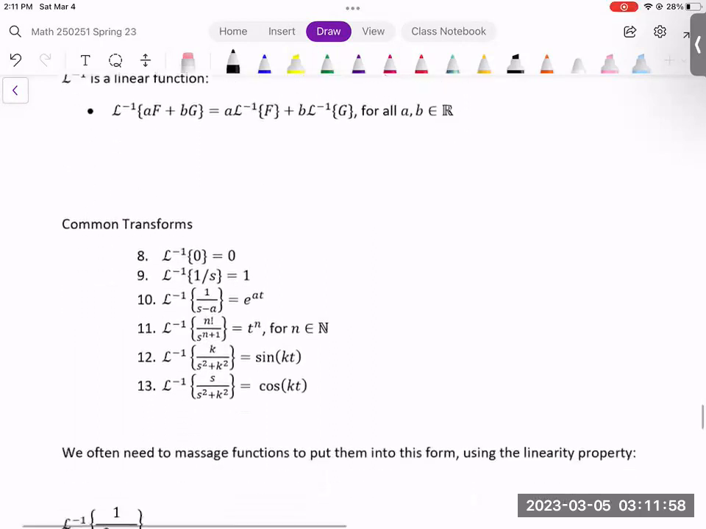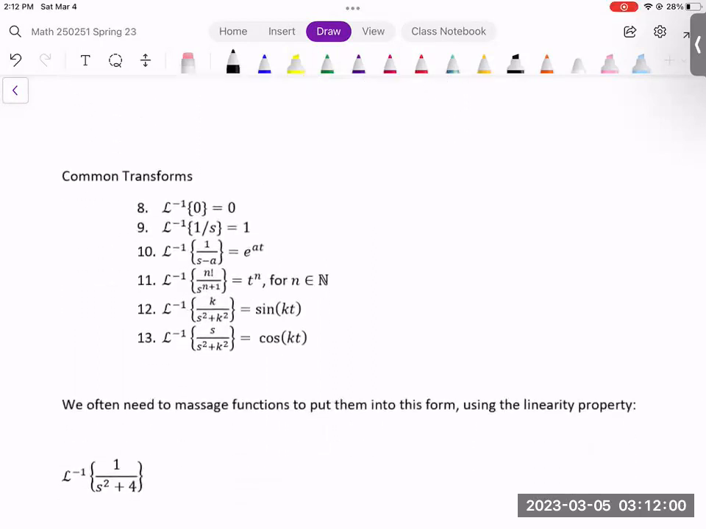So some common transforms, these are basically starting with the right-hand side of our equation sheet and saying, what did this come from? So the inverse Laplace transform of 0 is equal to 0. The inverse Laplace transform of 1 over s is equal to 1. 1 over s minus a is equal to e to the at. So basically you're looking at the right-hand side and just matching it with the left hand it came from.